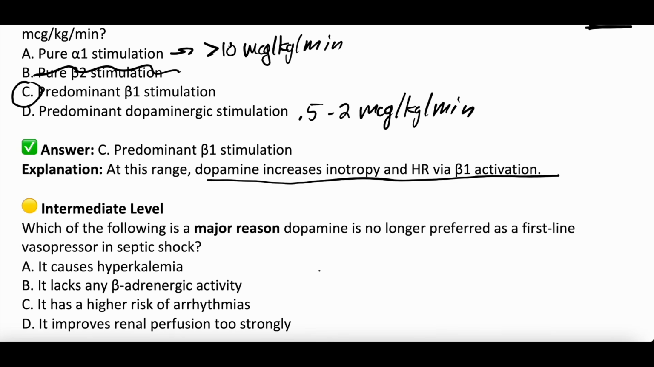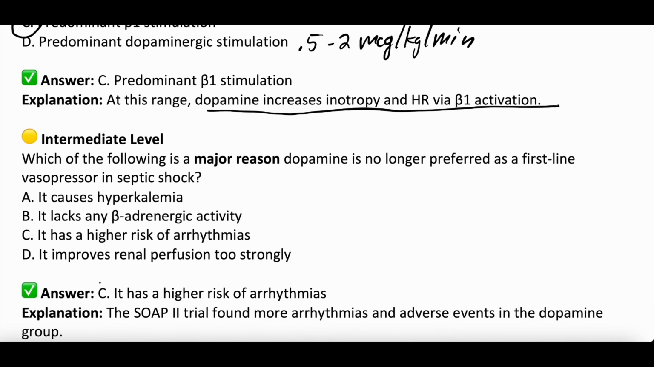The answer is C. It has higher risk of arrhythmias. Remember that SOAP2 trial published in the New England Journal of Medicine showed that there was more arrhythmias and adverse effects with dopamine as compared to norepinephrine, which is why we use norepinephrine for these patients. It does not cause hyperkalemia. It does have beta-adrenergic activity, right? Those doses between 2 and 10 micrograms per kilogram per minute are primarily beta-1 effects. And then it improves renal perfusion too strongly is just a ridiculous answer, but even the whole thought that dopamine can improve renal perfusion is no longer borne out as true.